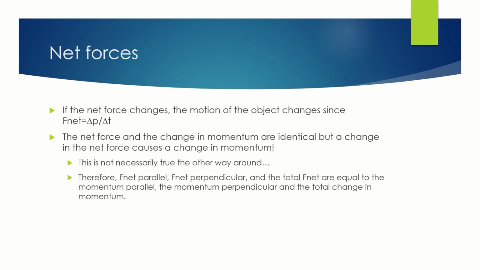about the net force change. If the net force changes, the motion of the object changes, since F net equals change in momentum divided by the change in time. The net force and the change in momentum are identical, but a change in the net force causes a change in momentum, which is not necessarily true the other way around. Therefore, the F net parallel, perpendicular, and the total F net are equal to the change in momentum parallel, the change in momentum perpendicular, and the total change in momentum. So this is lab number 3, which is black holes.